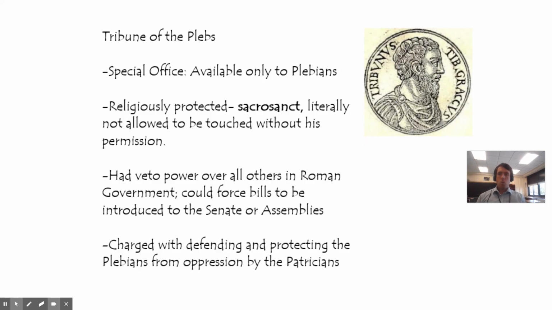I want you guys to think about what kind of stuff would lead to the plebeians having an office like this. And I want you to think of what it would actually look like if you're not allowed to touch their body without their permission, how they would actually exercise their veto power, what this would look like. Because frankly, what you're thinking of is probably what's going on. That's the last question for the homework assignment that you guys have there for the questions.